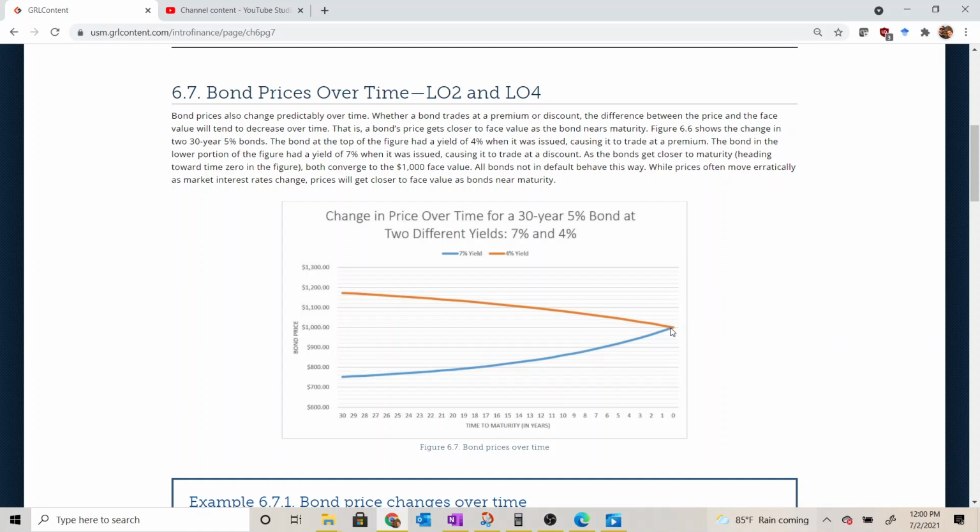Now, what will happen over time is interest rates will change, so we'll see price fluctuations as that happens. But even given those fluctuations, it's still going to go closer and closer to face value over time. And that's true for all of the bonds that we're going to look at.